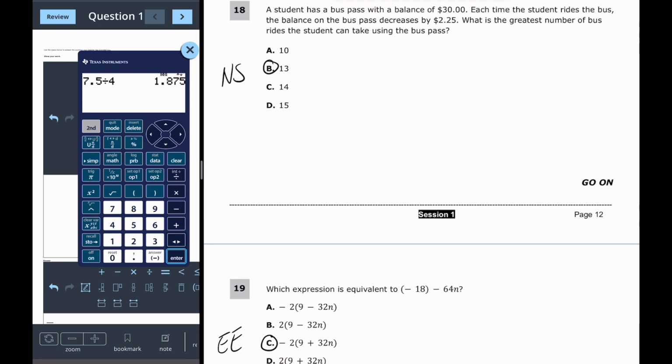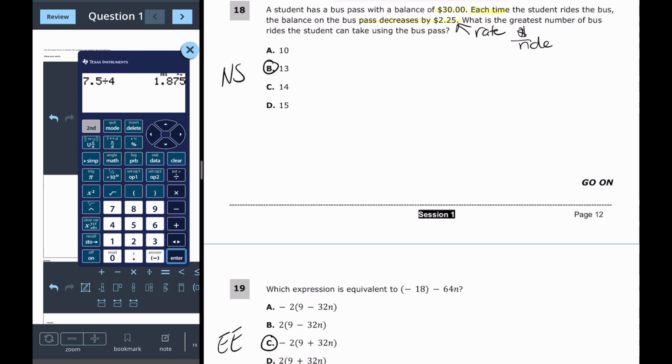Ooh, this is an inequality, I believe. Let's see. A student has a bus pass with a balance of $30. Each time he rides the bus, the balance decreases by $2.25. So every time, that's going to be important. Each time he rides the bus, that means I'm going to have a rate. So $2.25 per ride. What is the greatest number of rides the student can take?